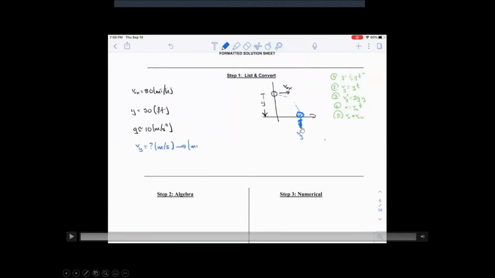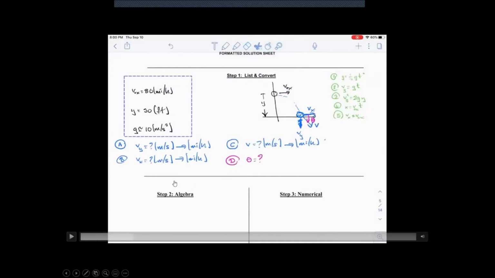So let's figure out the final speed on the y direction, the final speed on the x direction. Figure out the total final speed and then figure out the angle of impact. All right, that's it. This pertains to projectile motion at this point. Sideways projectile motion. All right, so I listed everything using the proper symbols.